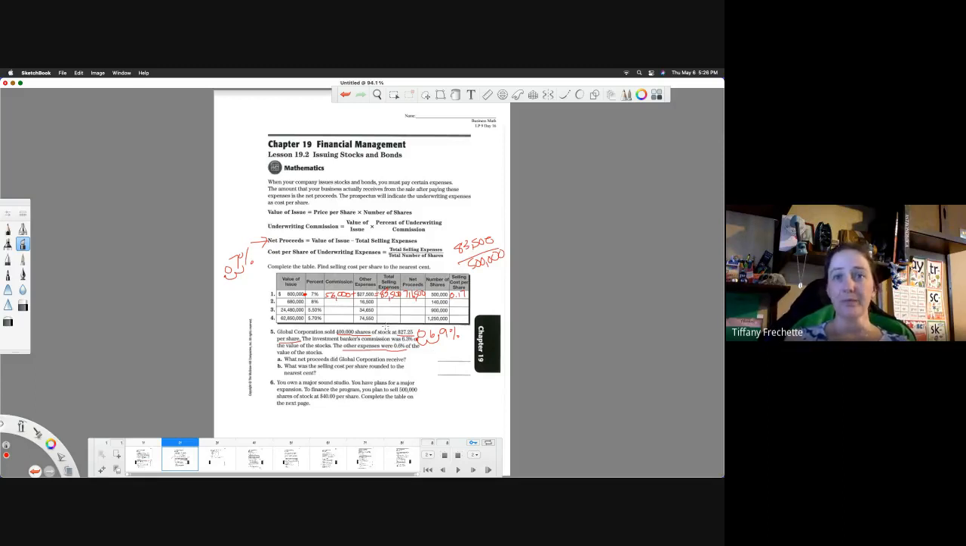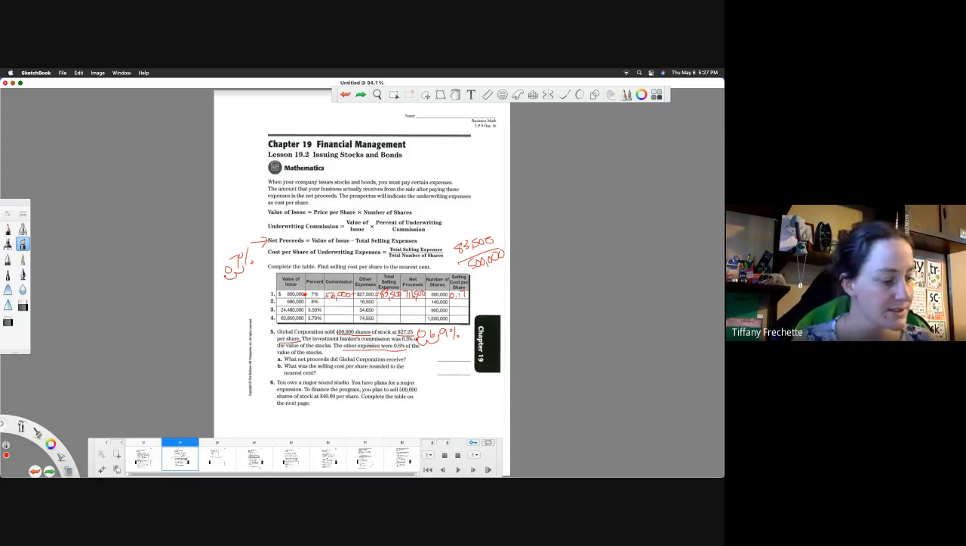And then you want to look at your net proceeds, right? Net proceeds is value of the issue minus your total selling expenses. And then cost per share, because that's the last thing they ask you here. You need to divide your total selling expenses by the number of shares that were sold, which was 400,000. So again, I know I kind of walked through that one a little bit slower, but we definitely want to make sure we're paying attention to the wording here.